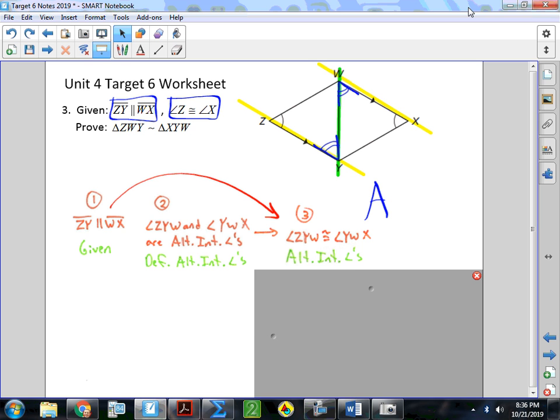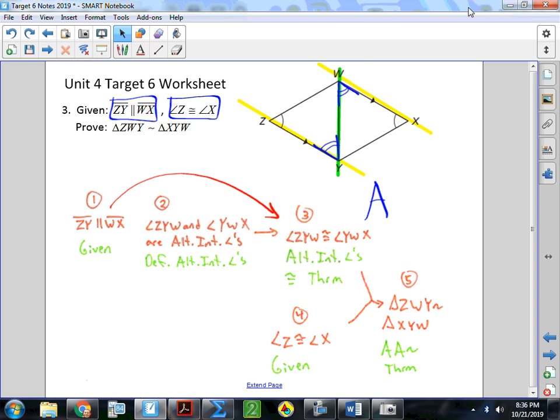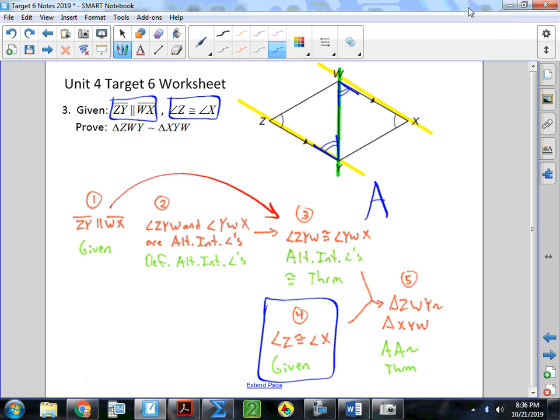My other angle is given to me, so I just need to state that. Angle Z and angle X are congruent to each other. That was given. Those go together to give you 2 angles. So the angle from number 3, the angle from number 4 gives me angle, angle.